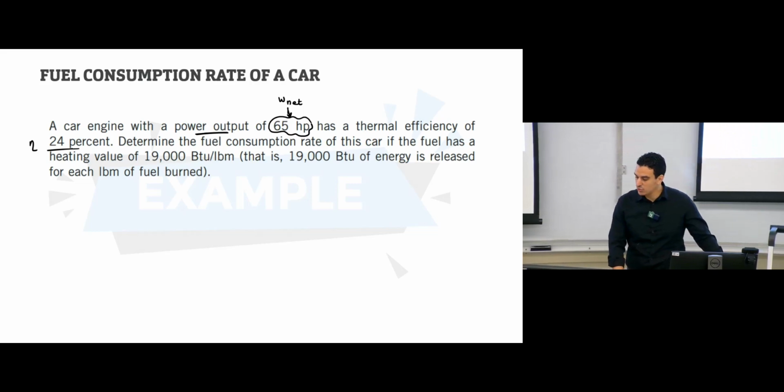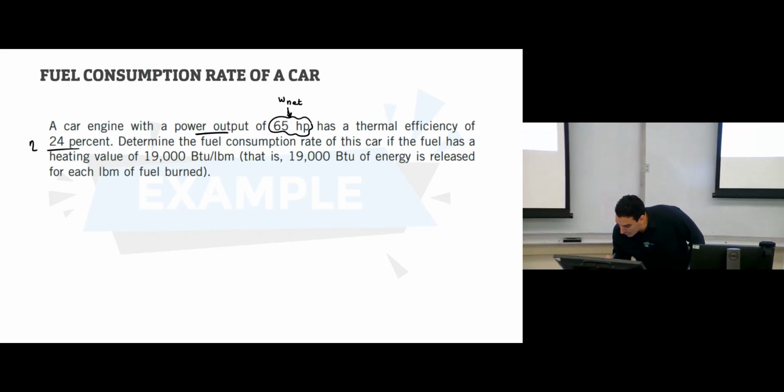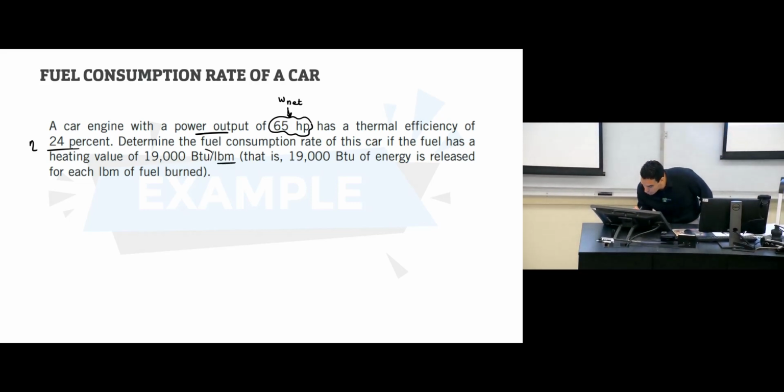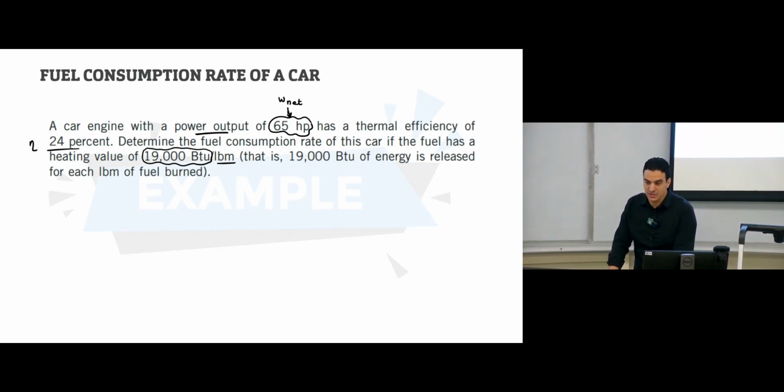Determine the fuel consumption rate of this car if the fuel has a heating value of 19,000 BTU per pound mass, which means if you burn 1 pound mass of this fuel, you will obtain this amount of heat. So we need to calculate the fuel consumption rate, the mass flow rate of the fuel that we need to burn in this engine.